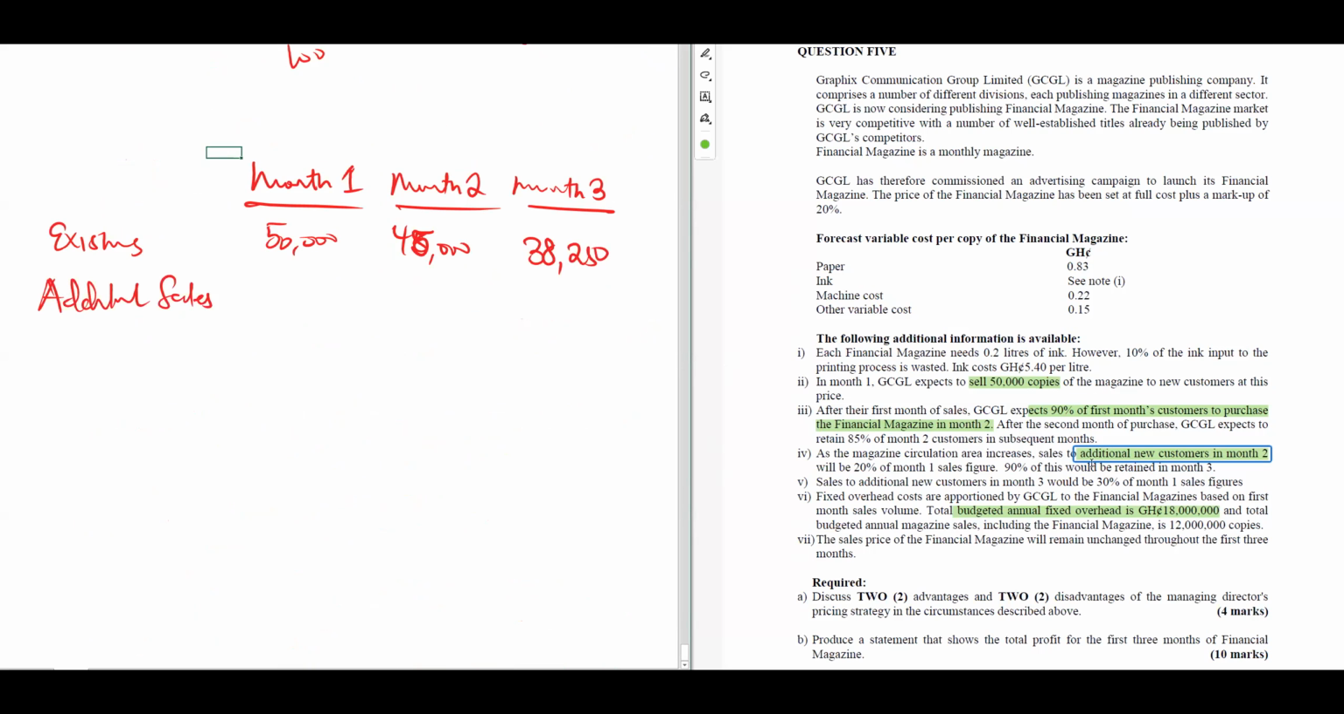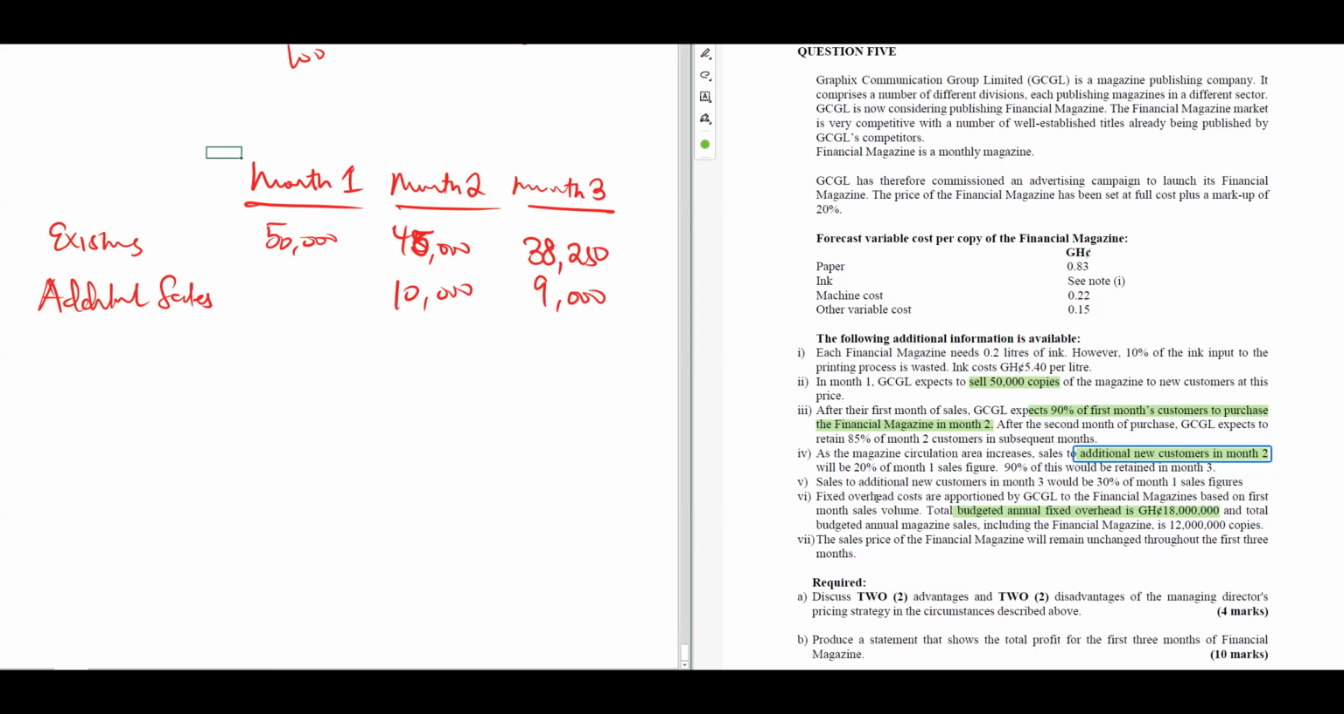As the circulation, additional new customers in month 2 will be 20% of month 1 sales. So 20% of month 1 sales will be what? 0.2 times 50,000. We'll get additional sales of 10,000. And then they say 90% of what we had will be retained in month 3. So 0.9 by 10,000 will be 9,000, additional 9,000.